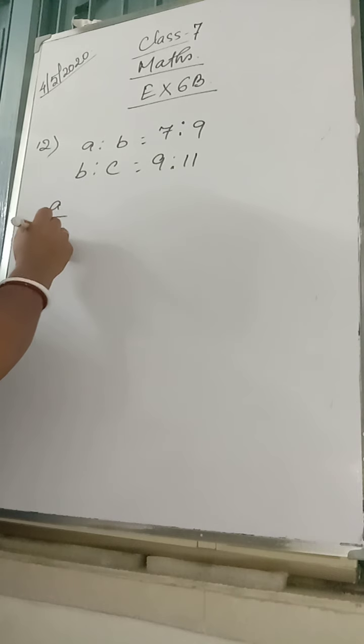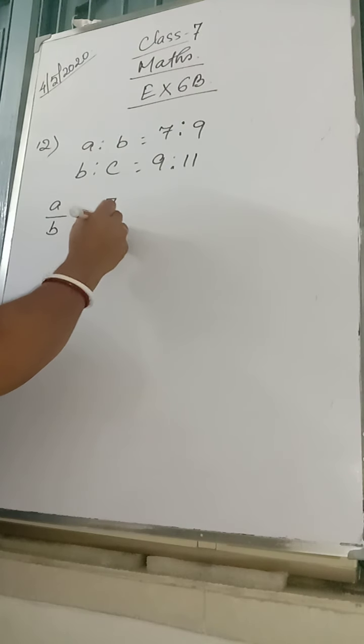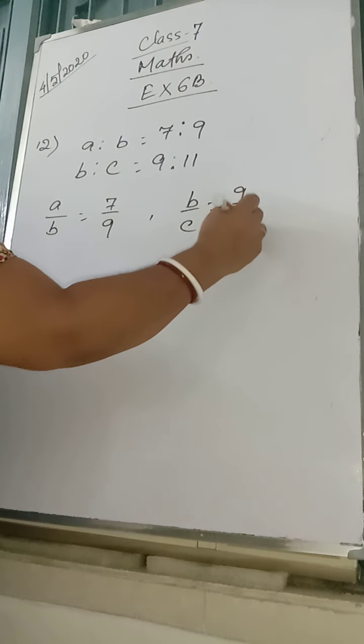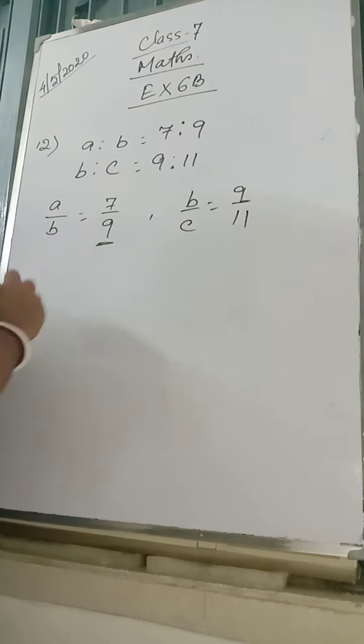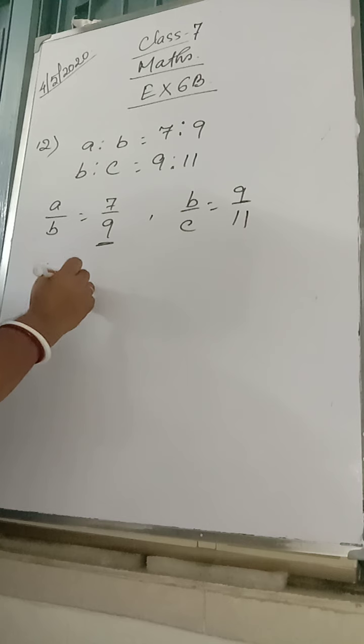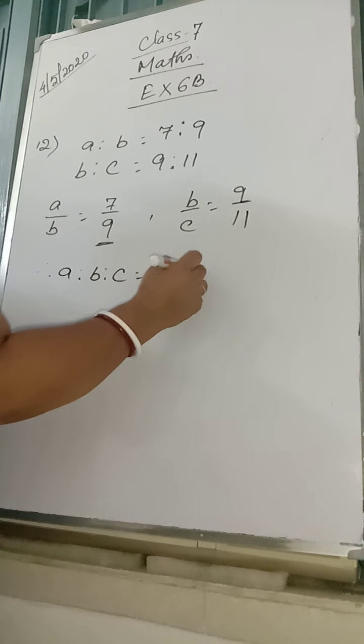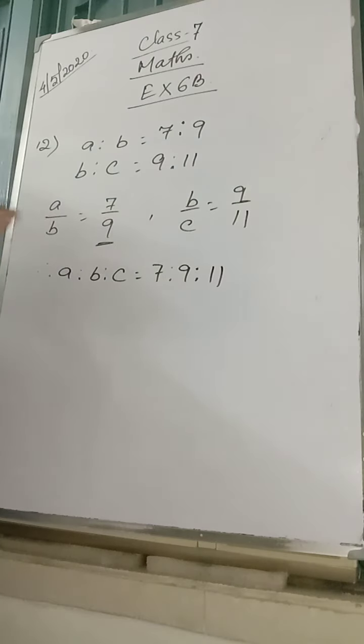So what can we write? A by B is 7 by 9 and B by C is equal to 9 by 11. The value of B is equal, 9. So what can we write? A is to B is to C is equal to 7 is to 9 is to 11. If it is not equal, we have to convert the value of B to be equal. Now already it is given equal. If it is not, as an example I am teaching you.